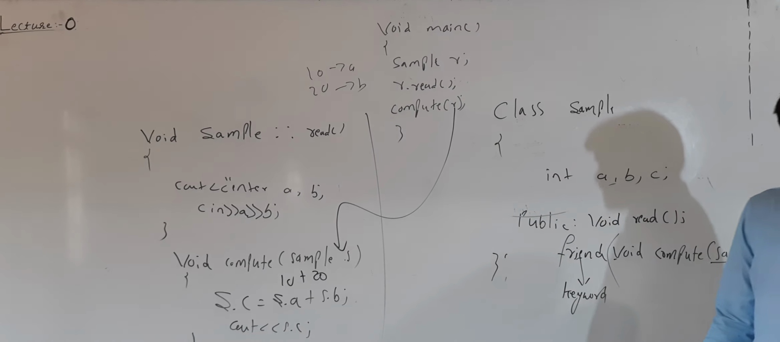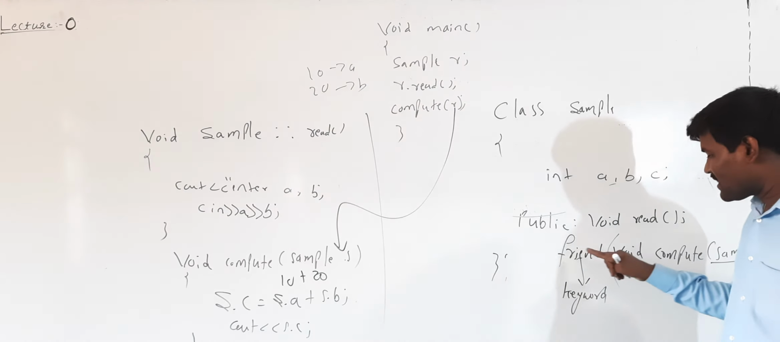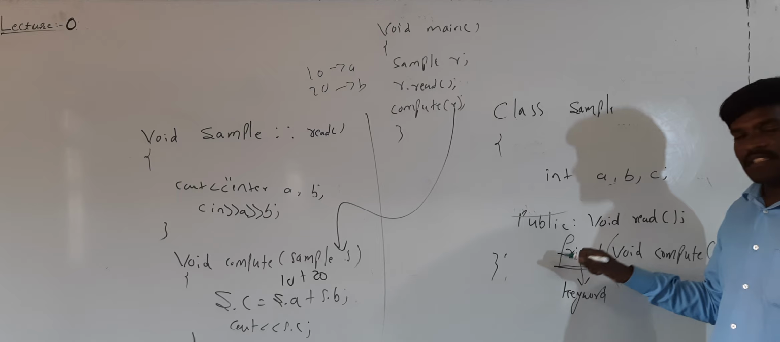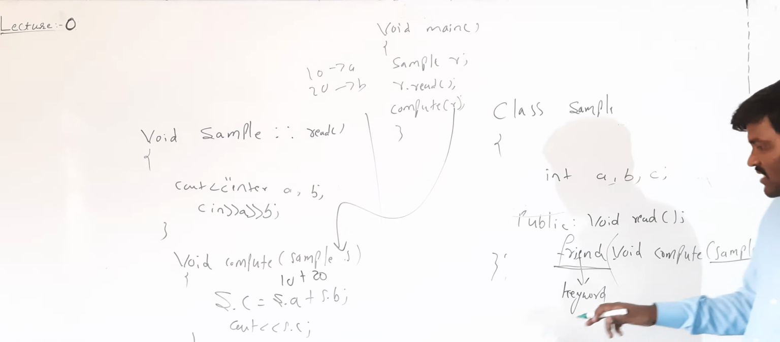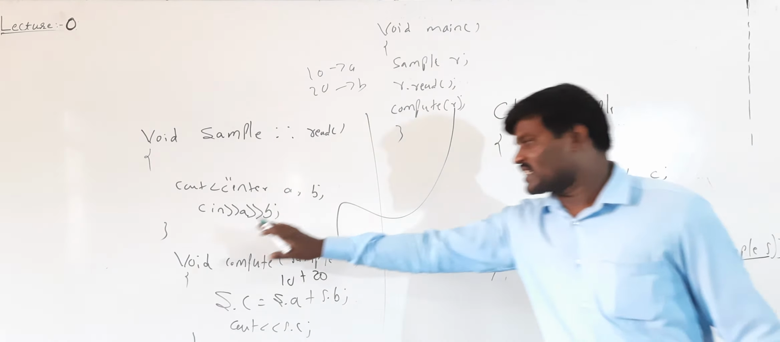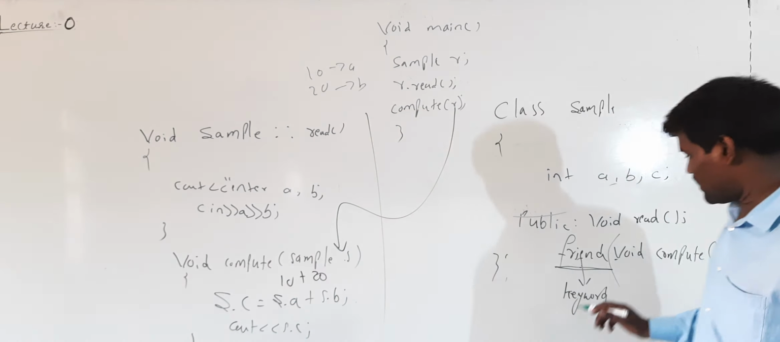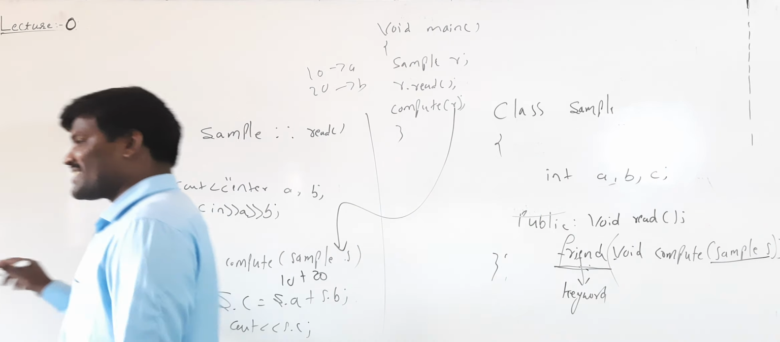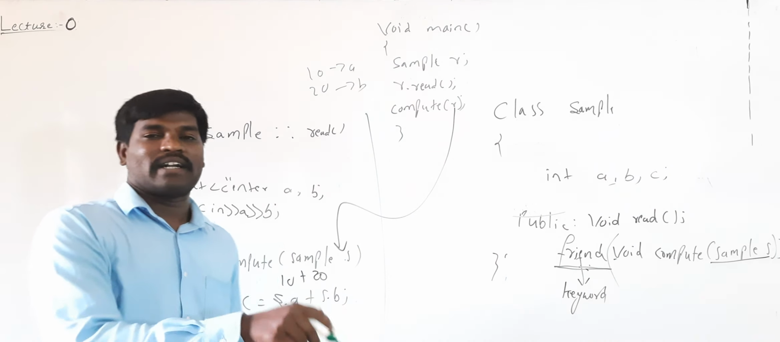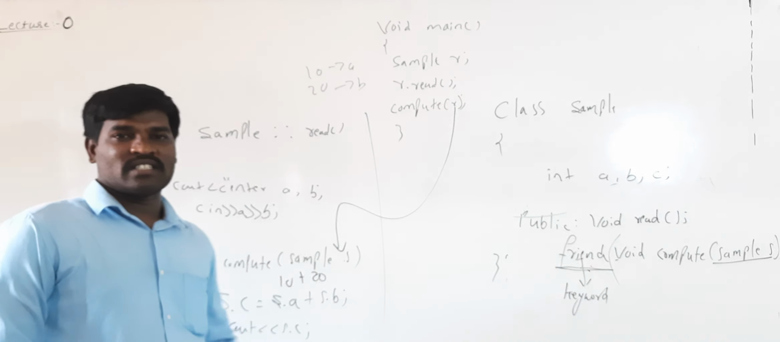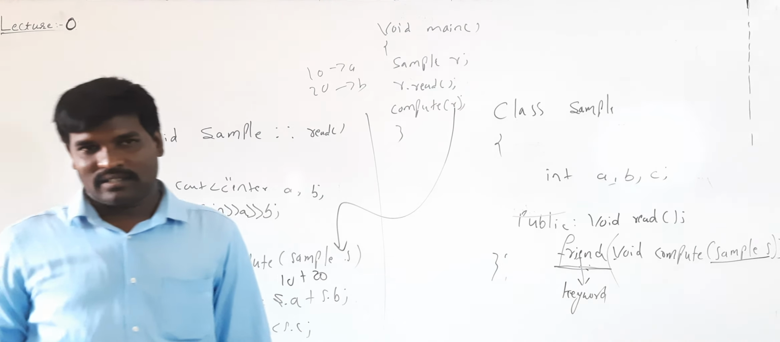Third one is at the time of declaring the friend function, we have to use the friend keyword. While defining, we cannot use the friend. See here, I can use friend, but here it is not necessary to mention the friend keyword because it can be defined just like a normal function. So this is the third characteristic.